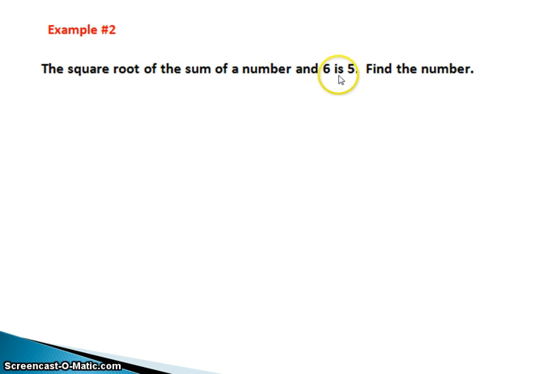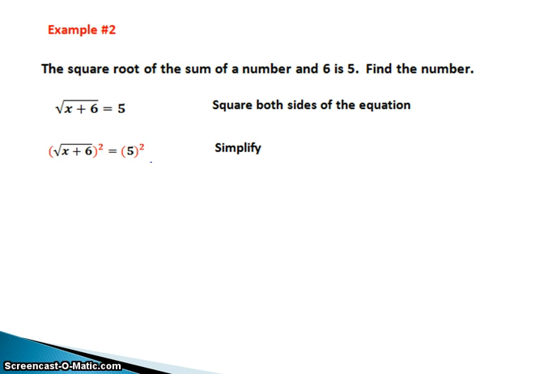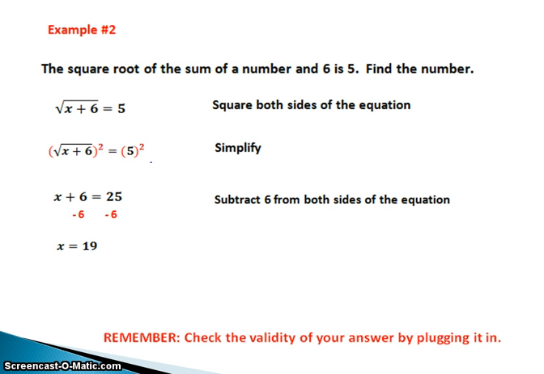And the "is" tells me I'm going to have an equal sign. So that whole thing is going to be equal to 5. This is your equation. Now once I have my equation, I solve it just like I solve any other square root equation. I'm going to square both sides, and then I'm going to simplify that. That gives me x plus 6 is equal to 25.